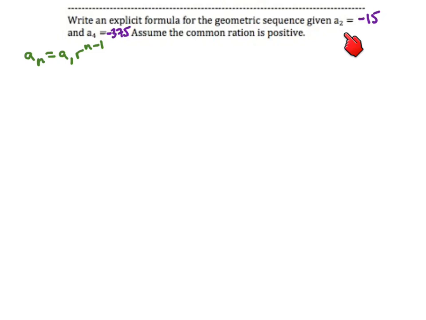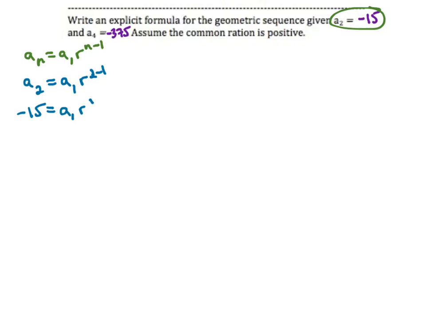We're going to deal with a sub 2 equals negative 15. So there's our explicit formula, and we're going to plug in what we know. A sub 2 equals a sub 1 times r to the power of 2 minus 1, right? We put in 2 for both n's. Okay, and now we still know what a sub 2 is, so let's go ahead and plug that in. So negative 15 equals a sub 1 times r to the power of 1.